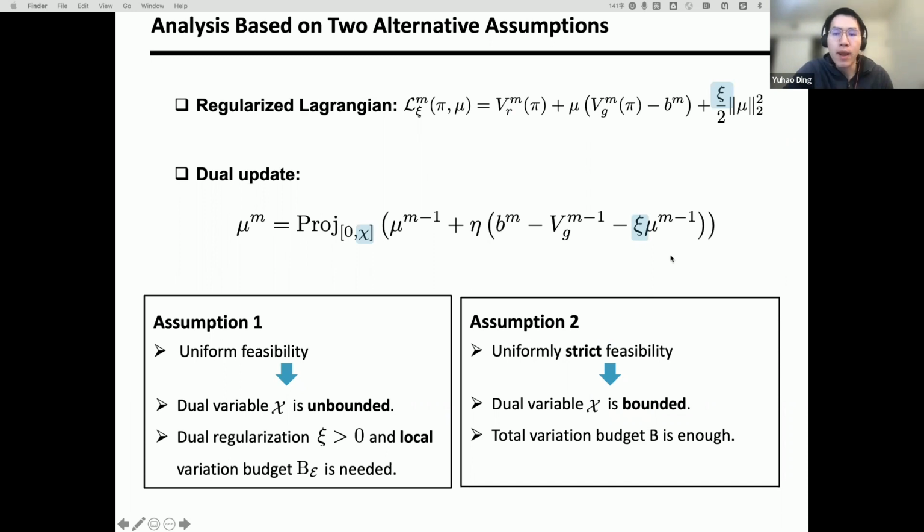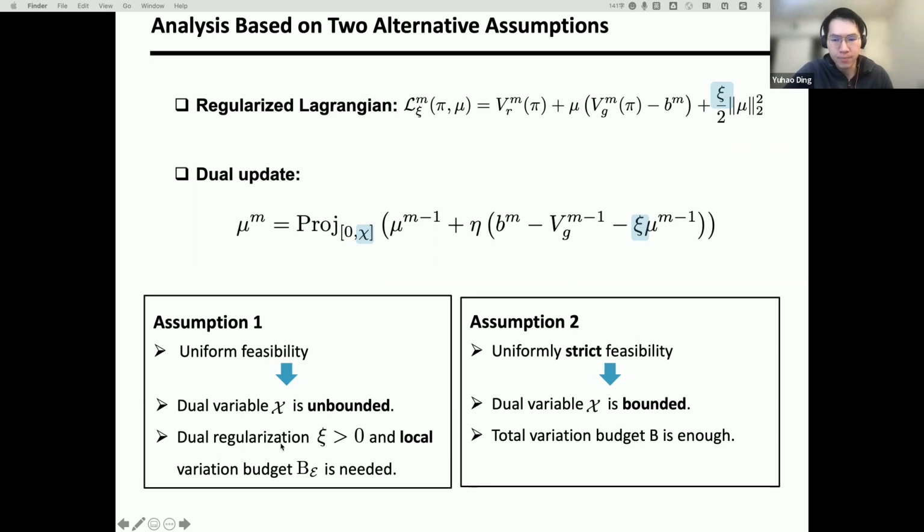To stabilize the dual update under non-stationarity, we first consider the regularized Lagrangian function, which has additional regularization on the dual variable mu. And we use projected gradient ascent to update the dual variable. Under the assumption of uniform feasibility, the dual variable can be very large. That is, this upper bound chi of the dual can be potentially unbounded. Therefore, we need the dual regularization and additional knowledge on the local variation budget to stabilize the dual update.